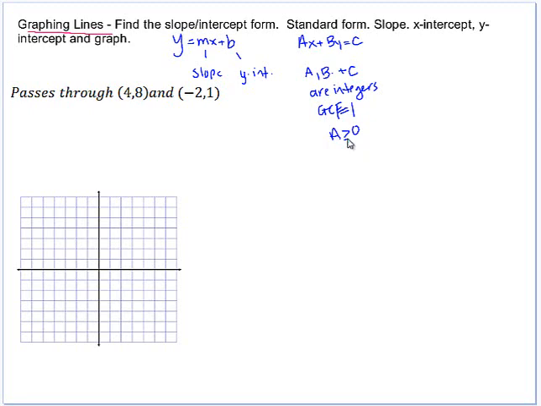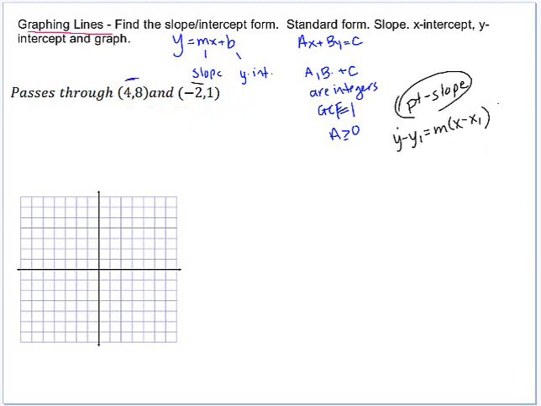And then there's one other form that's going to be useful for us, and that is our point slope form. Point slope form is y minus y1 equals m times x minus x1. Oftentimes, we have to use this form to get it into one of the other two. So here we pass through the point 4, 8 and negative 2, 1.